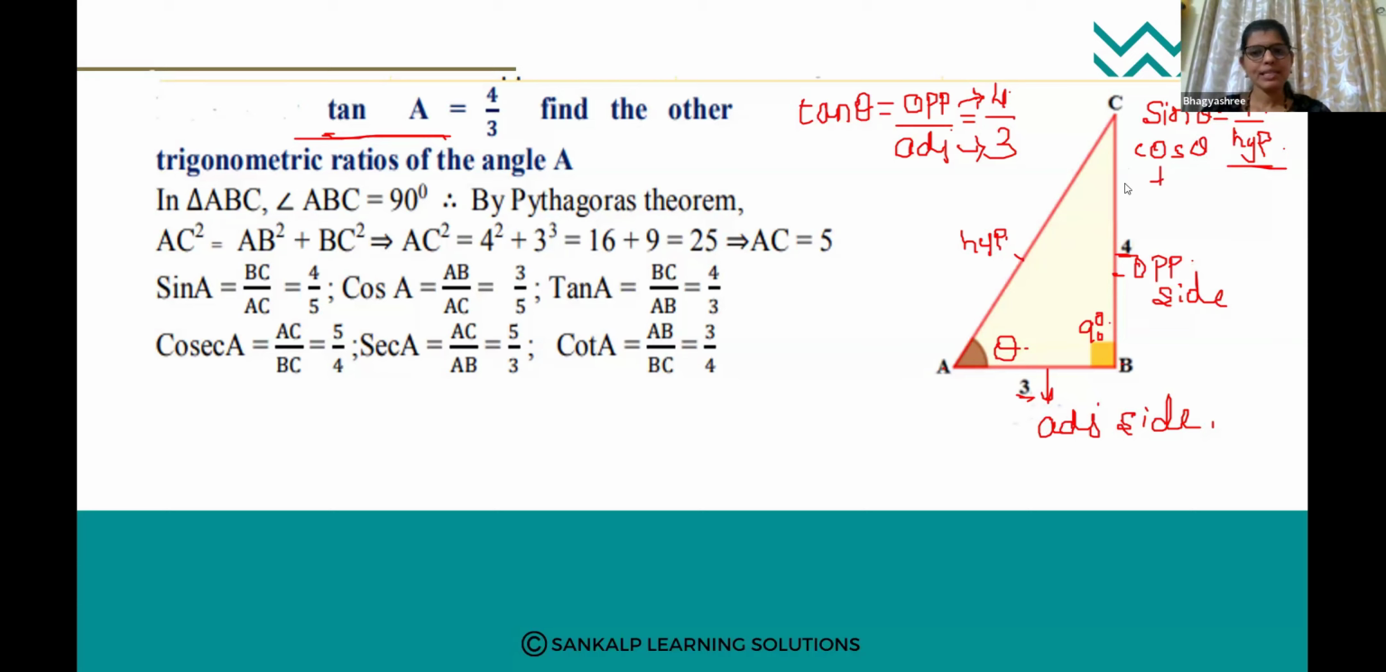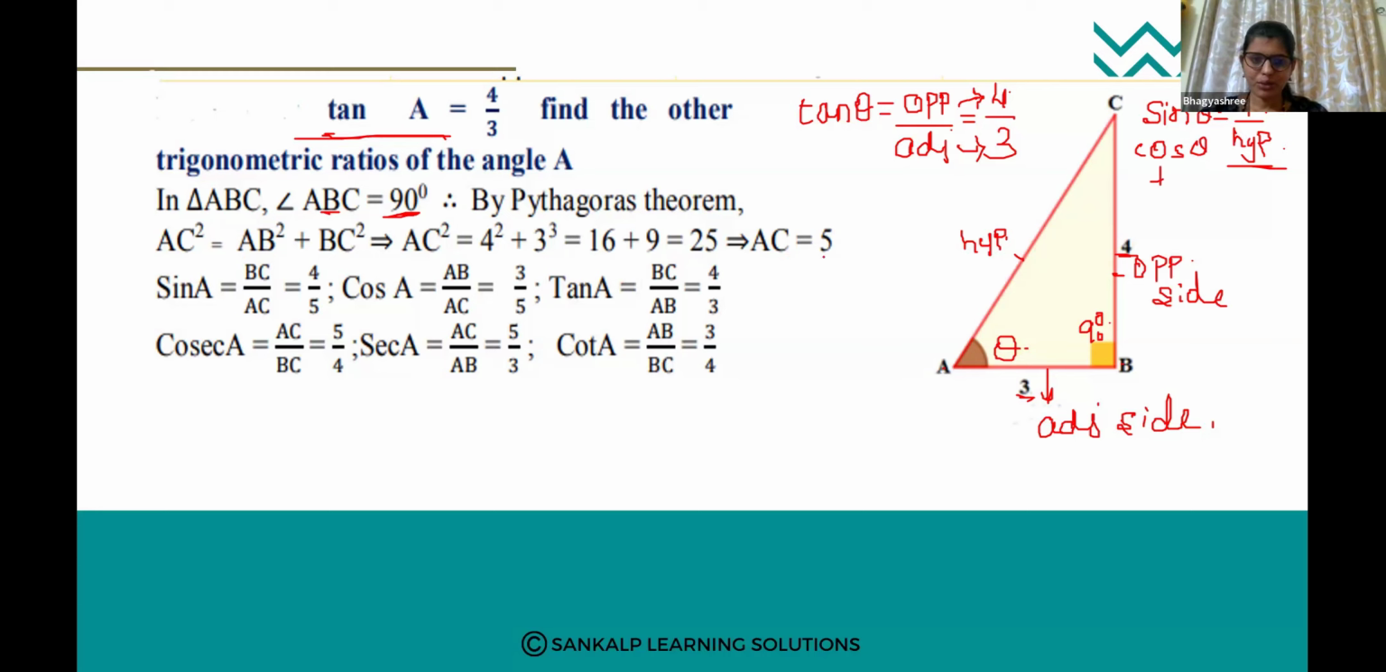How to find it? Since it is a right angle triangle and we know the value of two sides, we can apply Pythagoras theorem, right? So let us apply Pythagoras theorem. What is Pythagoras theorem? Hypotenuse square is equal to the squares of the other two sides, that is AB square plus BC square. In triangle ABC, angle B is 90 degree. Therefore, by Pythagoras theorem, AC square is equal to AB square plus BC square.